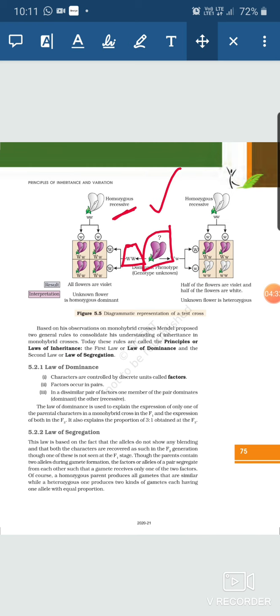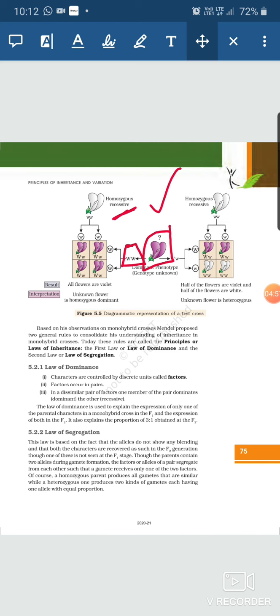The next topic is the law of dominance and law of segregation. Let us discuss this. The principles or laws of inheritance are covered under two laws, the first law and the second law. The first law is known as the law of dominance and the second law is known as the law of segregation. Now what is the law of dominance?